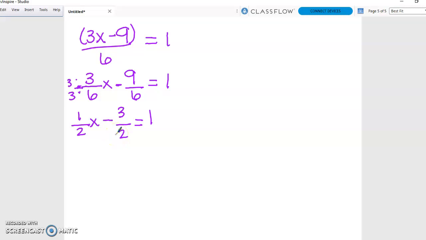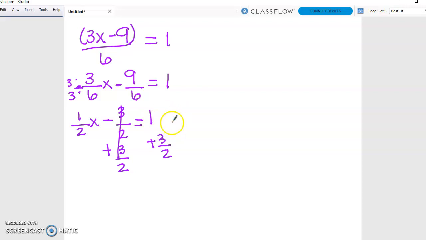I know you're wondering, wow, we haven't had one like this one. So how are we going to continue working here? But remember, we're going to do the same thing that we've been doing. We want to get this 1/2 x on this side by itself. So what I have to do is add 3/2 to both sides. Naturally, those cancel, but we have to look at this 1 plus 3/2.